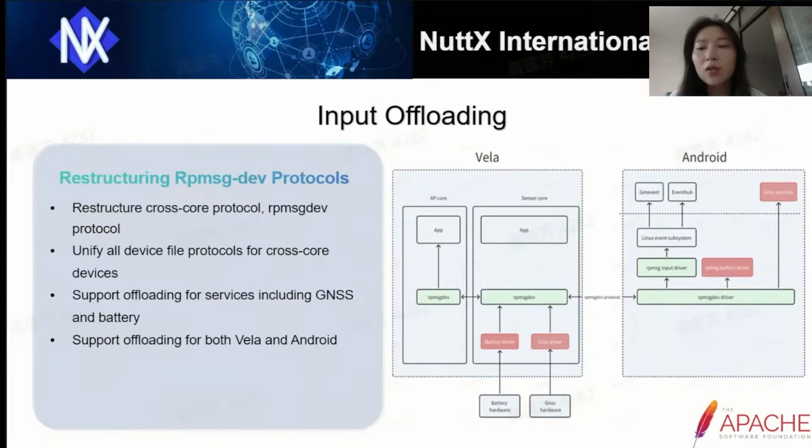Additionally, we have also restructured the cross-core device transmission protocol, the RPMsg device protocol, while keeping compatibility with the original protocol. We have expanded its offloading capabilities to include services like input, battery, and GNSS. The new protocol now supports offloading not only between the little cores, but also between the Android big core and little cores on our RTOS.